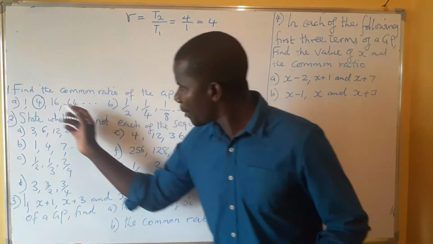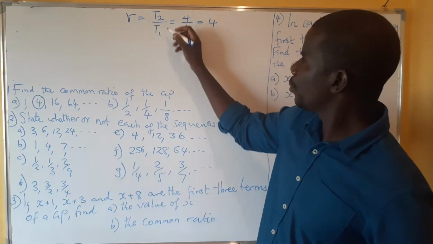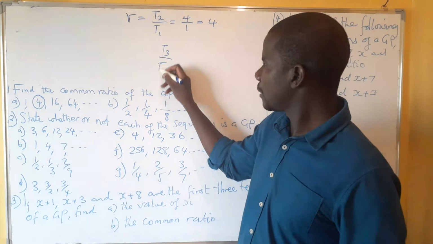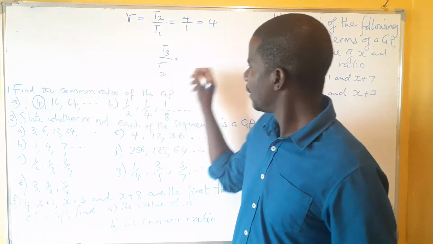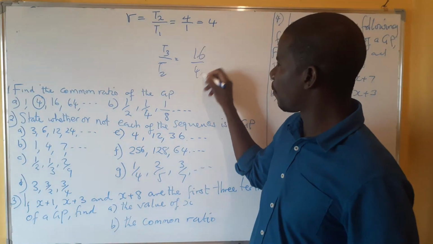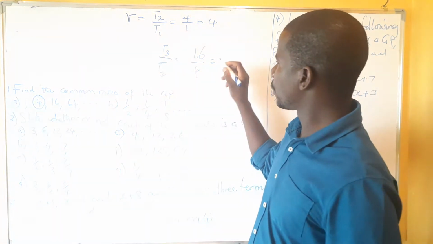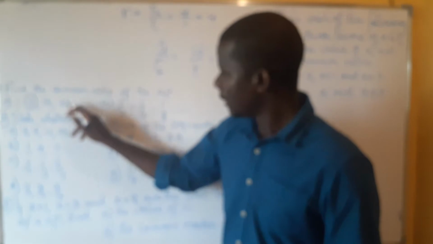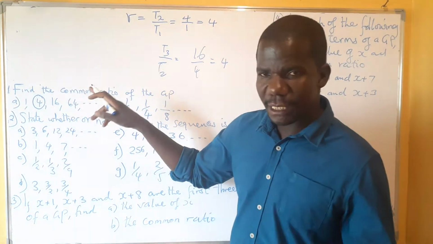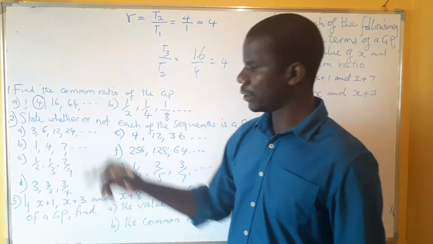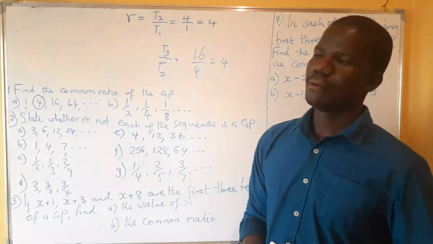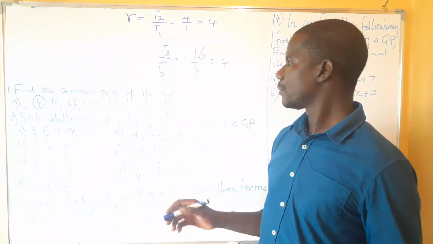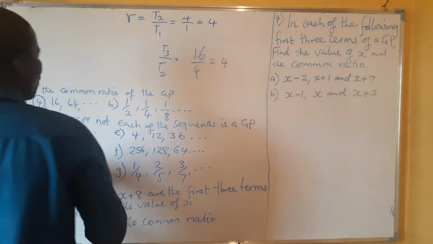If you want, another person is going to say, I'm going to use T3 divided by T2. That person will use 16 divided by 4. What is that person going to get? It will still be 4. Another person could choose to use T4, the fourth term, divided by the third term, 64 divided by 16, and you will still get 4. So that is the common ratio for the first one.